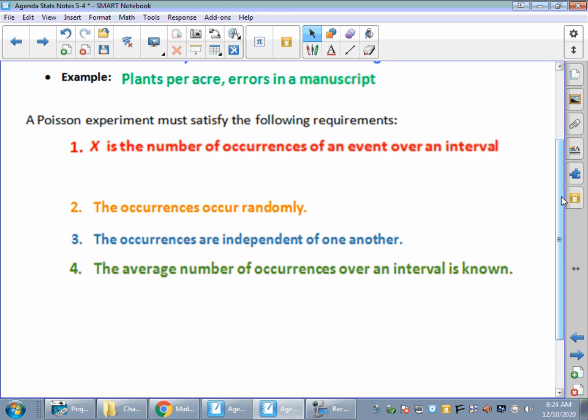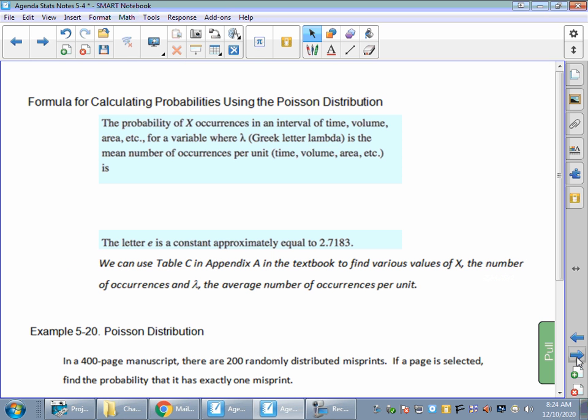And the average number of occurrences over an interval is known. That average number of occurrences is actually called lambda. We've got ourselves a new Greek letter, everybody. So that's always exciting. Might want to go back to that formula and symbol sheet. So our formula for calculating using the Poisson distribution.